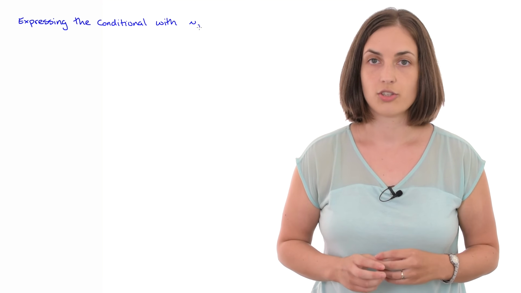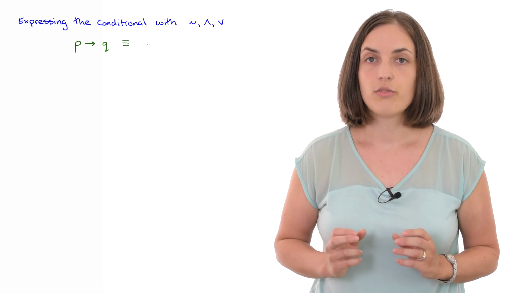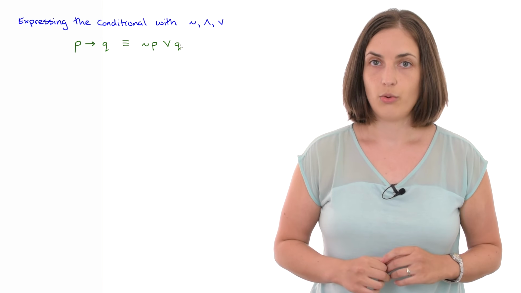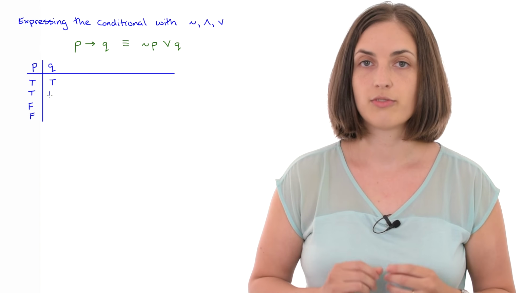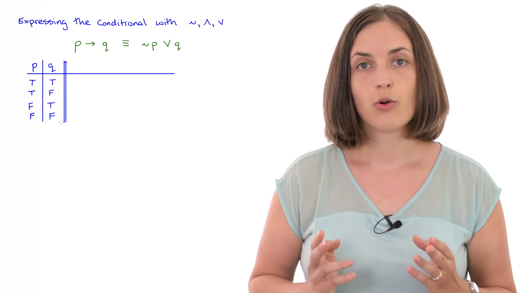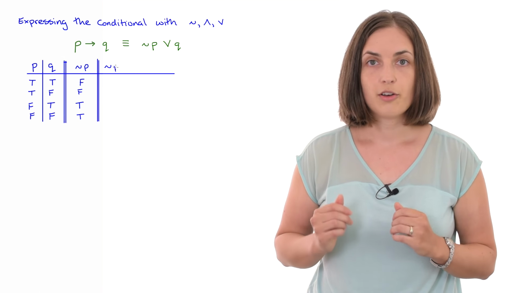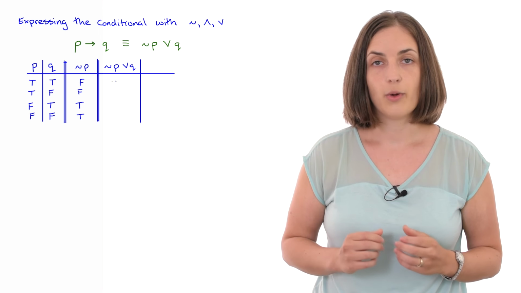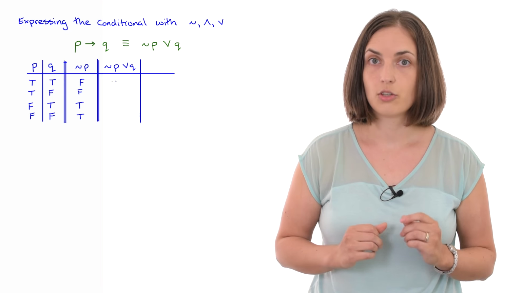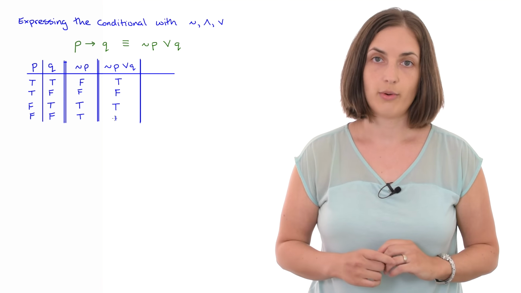A conditional statement can also be expressed using other logical connectives. In particular, P implies Q is logically equivalent to not P or Q. We will set up the truth table with all possible combinations for true and false values of P and Q, and then we will record the truth table for not P. Now let's fill in the truth table for not P or Q. There will be only one row where this is false. This will happen when not P is false, as well as Q false. This happens in the second row, so we can fill in false there and true everywhere else.